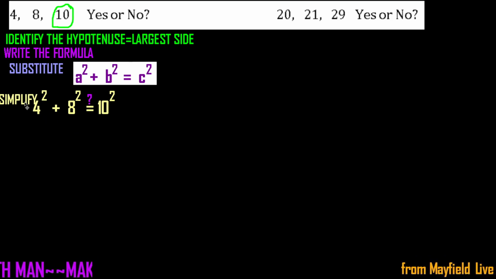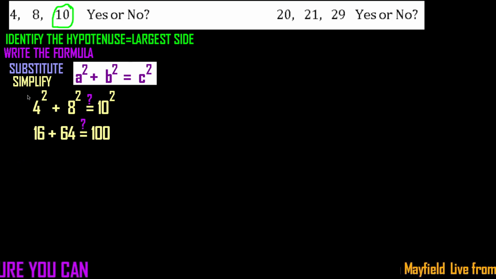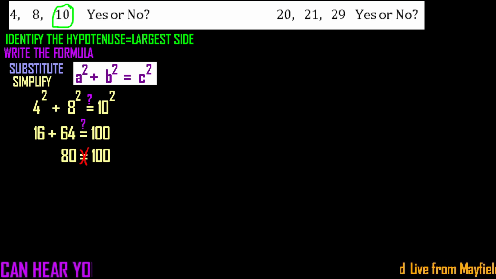And so again, we can now simplify. And so we want to say, all right, if we do 4 squared, it's 16, 8 squared is 64, and 10 squared is 100. And we're saying, are these two sides equal to each other? Well, when you add up 16 and 64, you only get 80, which is not equal to 100. And so we would say, no, it is not a right triangle. So again, we're seeing, do these three sides form a right triangle? And for this one, it does not.